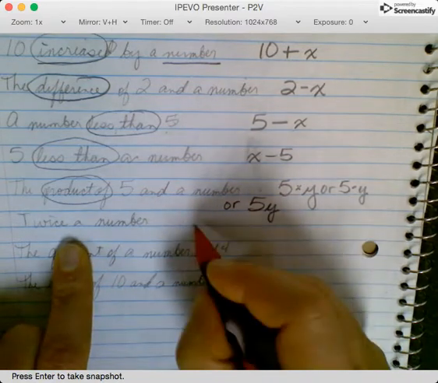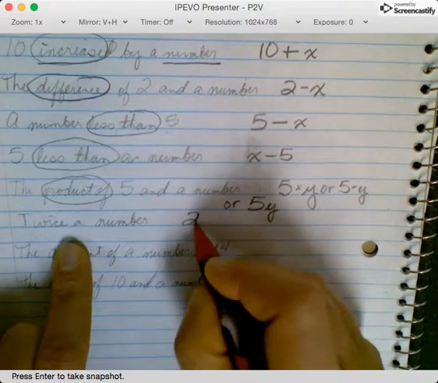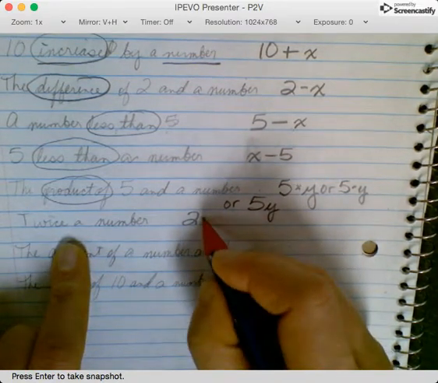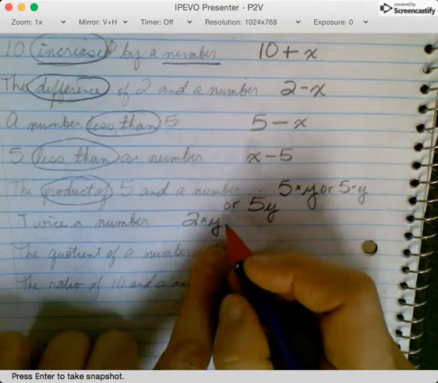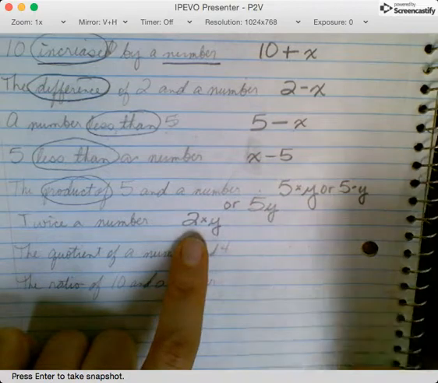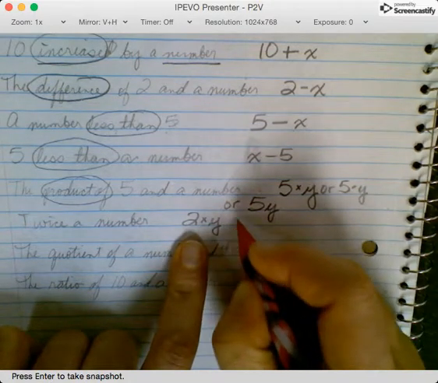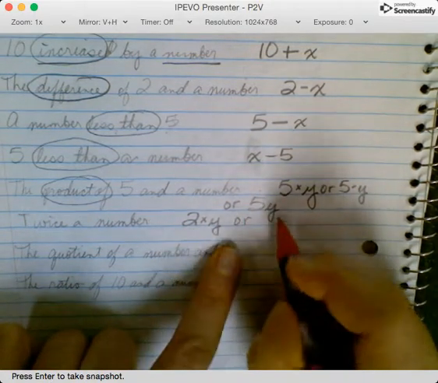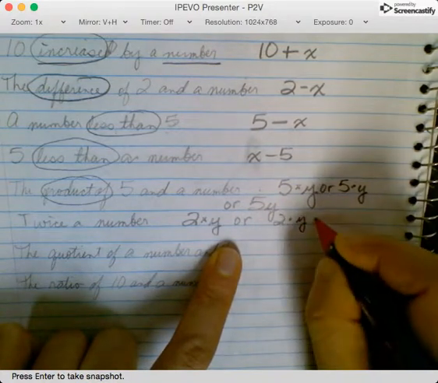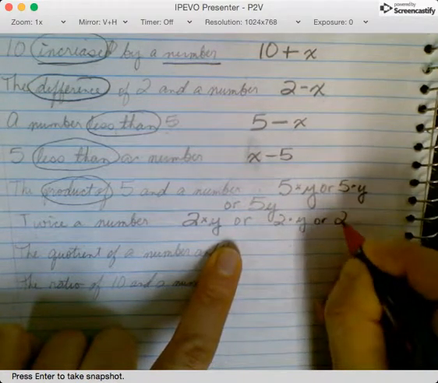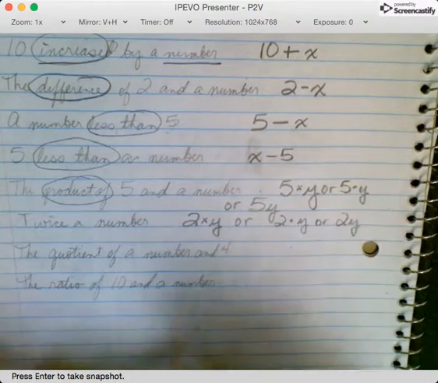Twice a number, so 2 times a number. I'm going to use y just because x looks like a times sign if I use the x there. I can use that, I can use a dot, or what I use most would be just putting the letter beside it.